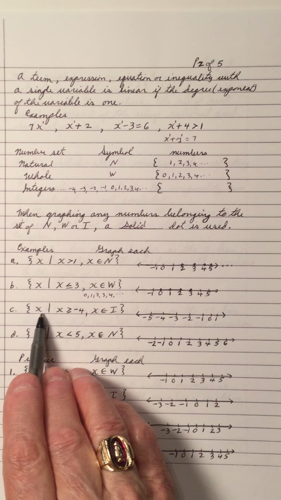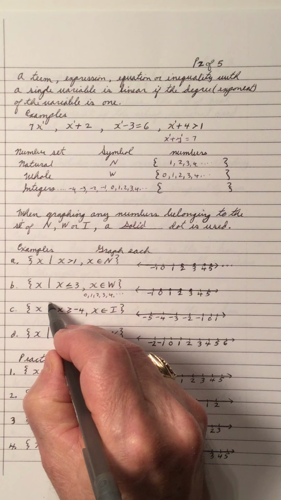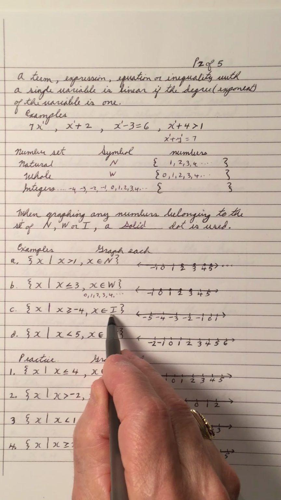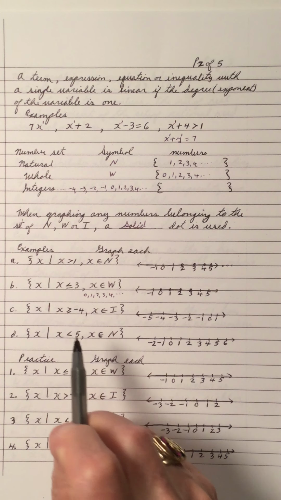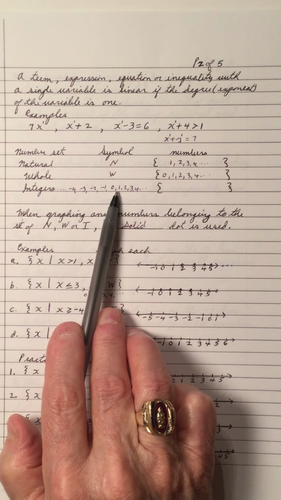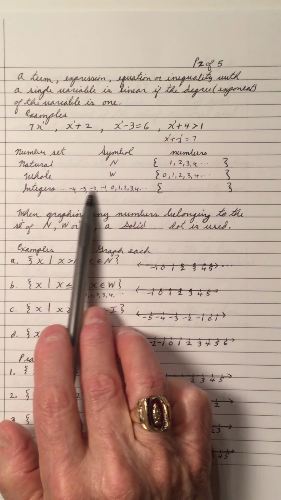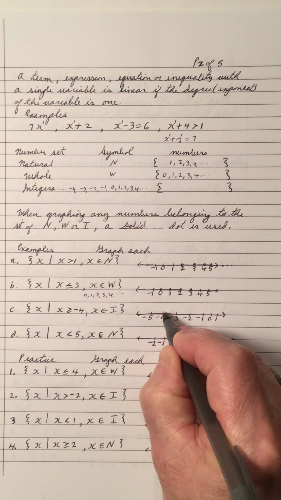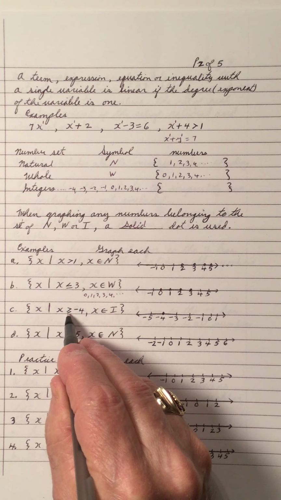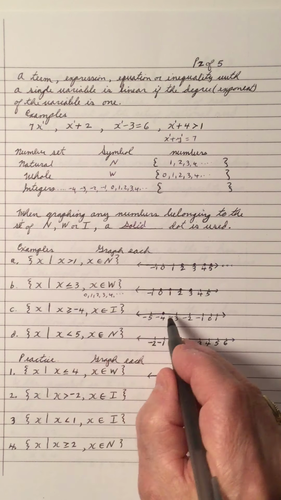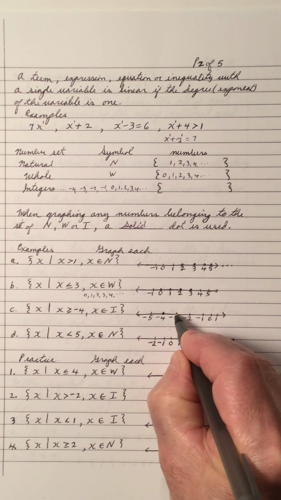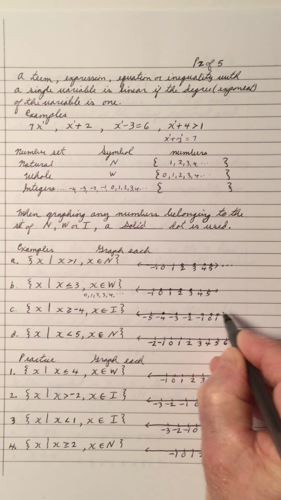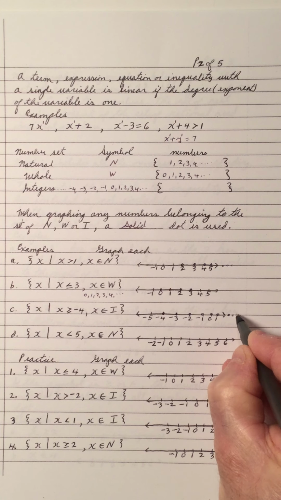C, the set of all x such that x is greater than or equal to -4, where x belongs to the integers. So the integers are 1, 2, 3, 4, etc., 0, and their negatives. We have to start at -4, and it says greater than or equal to. It's pointing to the right, so I start at -4 and go to the right. So -3, -2, -1, 0, 1, and we continue on, so I'll put 3 dots on the end.